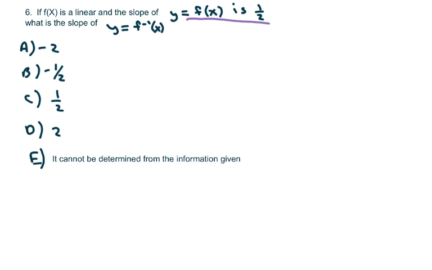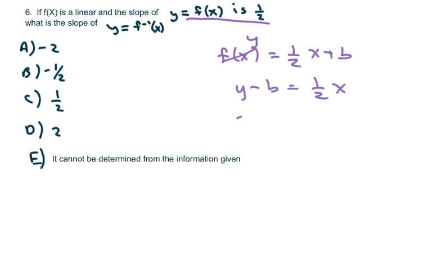You can spot the answer immediately if you remember how slopes of inverses are related. They're reciprocals. So what would the answer be? Okay. You can still find the answer without remembering that relationship. We know that the slope of f of x is 1/2, so we can write f of x equals 1/2 x plus b, and I'm going to go ahead and change this to y and solve for x. So you get y minus b equals 1/2 x, and multiply both sides by 2, so you get 2y minus 2b equals x, and then switch the x and y's.